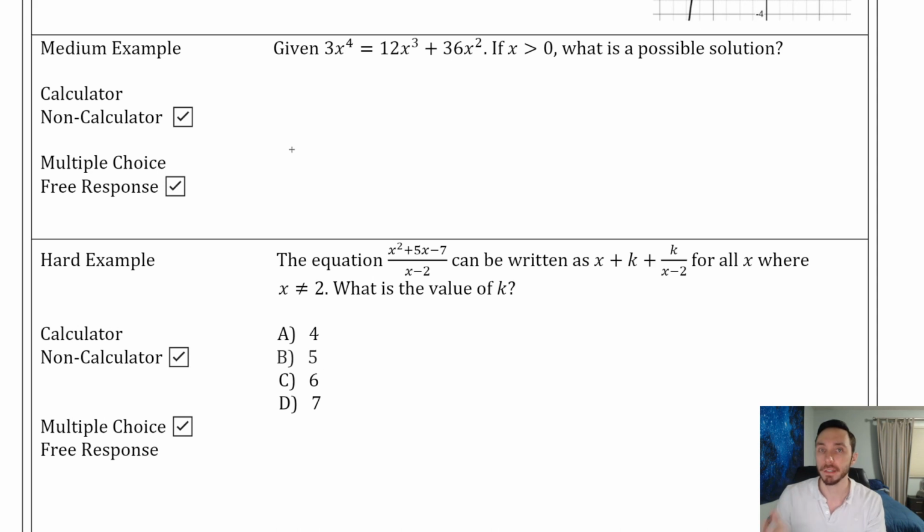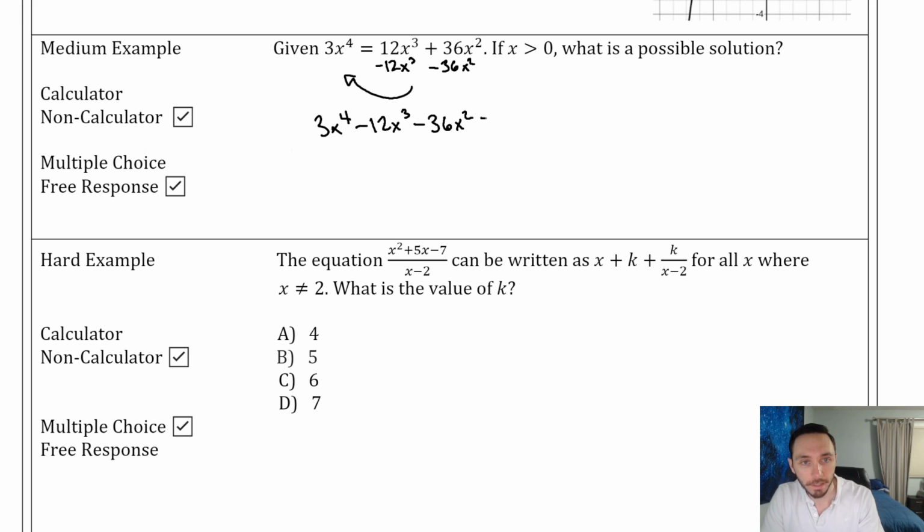All right, the way we should pretty much solve quadratics and above is to set it equal to 0 and factor. So I'm going to subtract the 12x cubed and subtract the 36x squared, and move them over to the left side here. So I'm going to get 3x to the 4th minus 12x to the 3rd minus 36x squared. All right, factor, factor, factor.